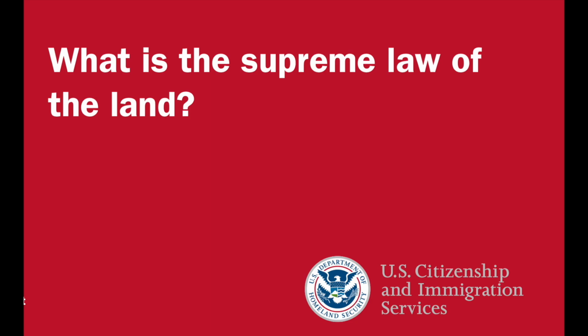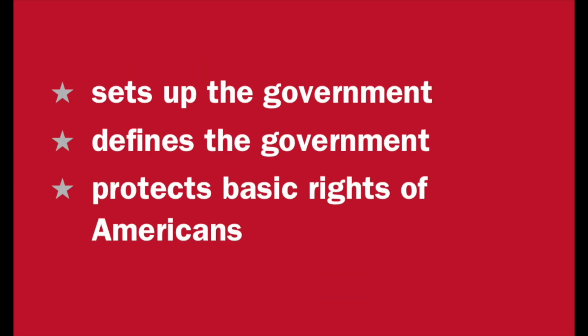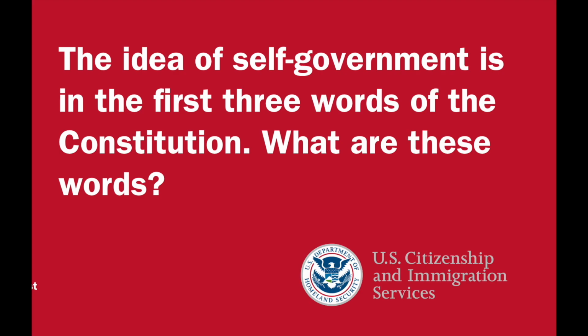What is the supreme law of the land? The Constitution. What does the Constitution do? Sets up the government, defines the government, protects basic rights of Americans. The idea of self-government is in the first three words of the Constitution. What are these words? We the people.